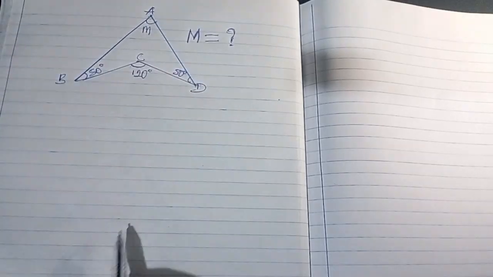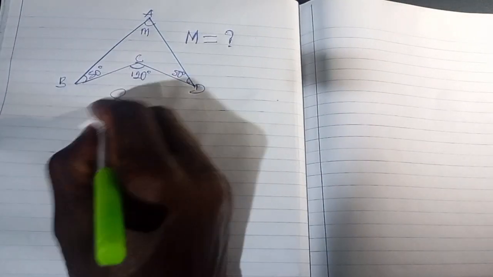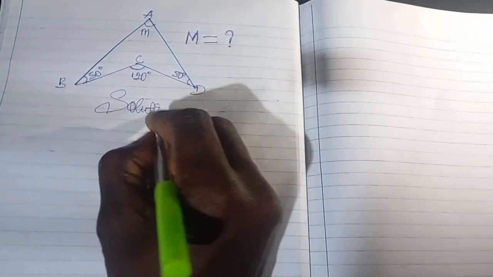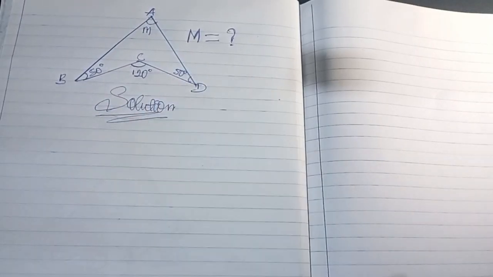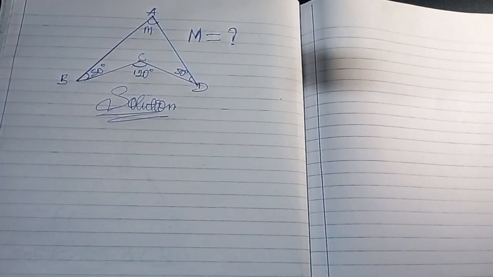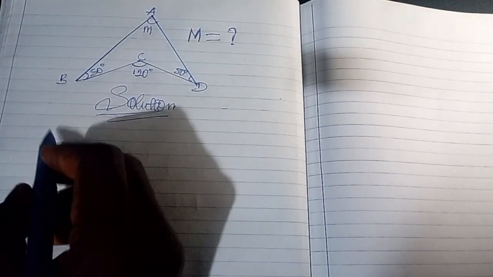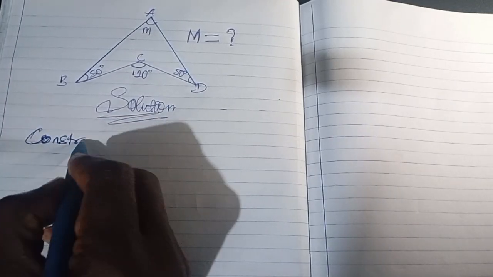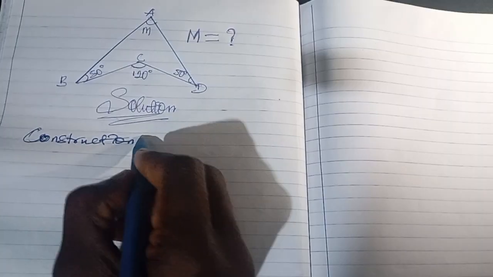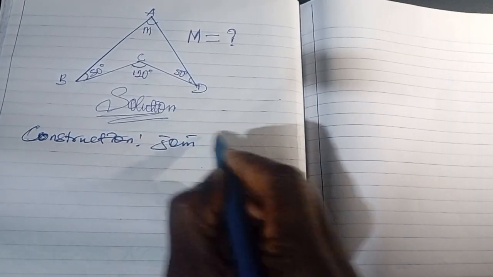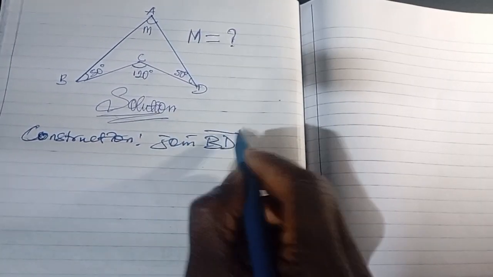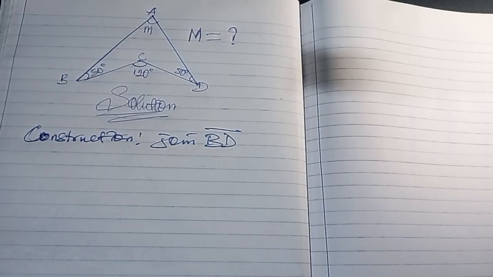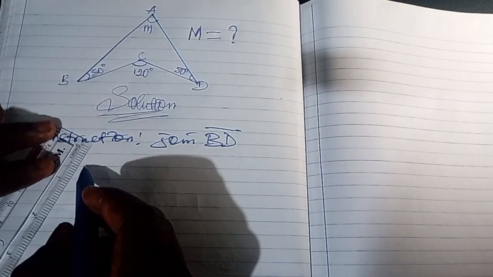Let's find the value of m in this diagram. We're going to use two different methods to solve, okay? Construction: join BD to form two triangles. So we have something like this.